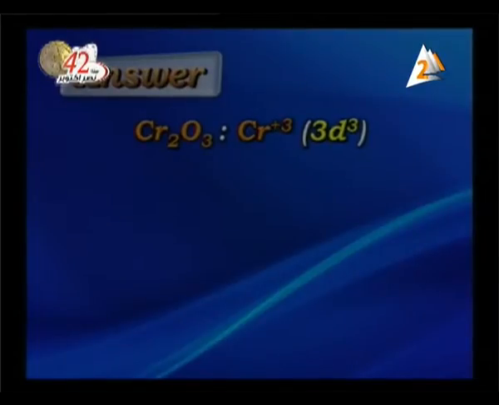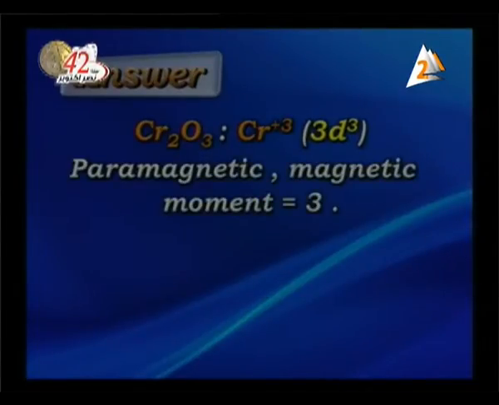While in chromium oxide, the chromium ion is chromium positive 3, the oxidation state is positive 3, with electronic configuration argon 18, 4s0 and 3d3. So it has 3 unpaired electrons, so it will be paramagnetic and the magnetic moment equals 3.